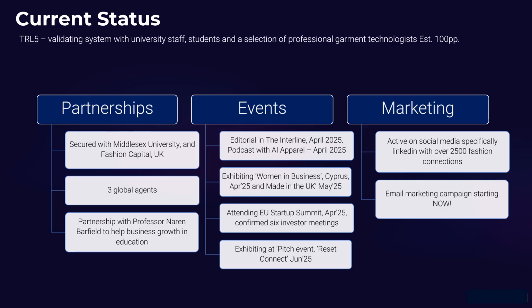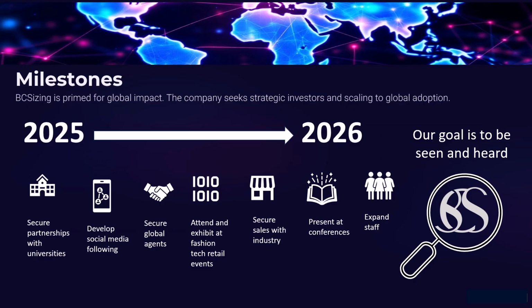We are busy securing partnerships, attending fashion events, and gaining press and contacting our vast network of fashion universities and brands to adopt BCSizing software. For the next 18 months, we will work hard to secure more partnerships and sales agents globally. Through our connections and events, we aim to secure traction by the third quarter of 2025.